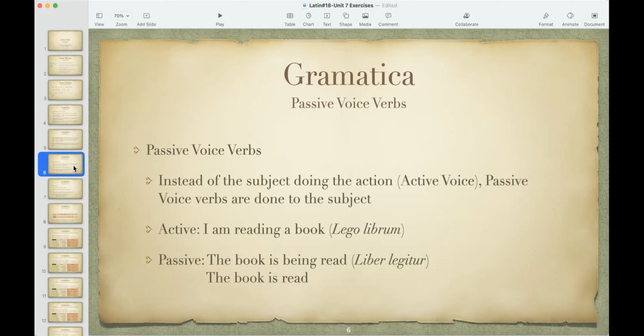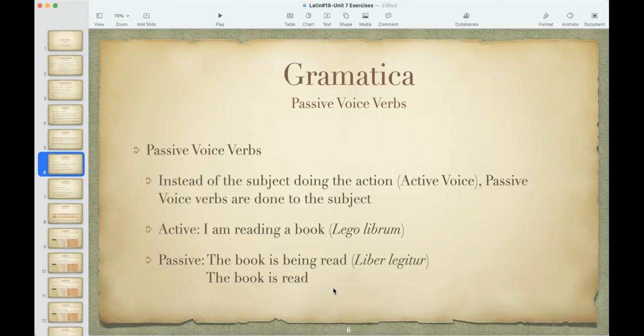But passive voice verbs, instead of the subject doing the action, which is active voice, passive voice verbs are done to the subject. Active, I am reading a book. Lego librum. Passive, the book is being read. Liber legitur. In the case of the active, you know who's doing it. In the case of the passive, you don't know who's doing it. Somebody is reading a book, but you do know that the book is being read.